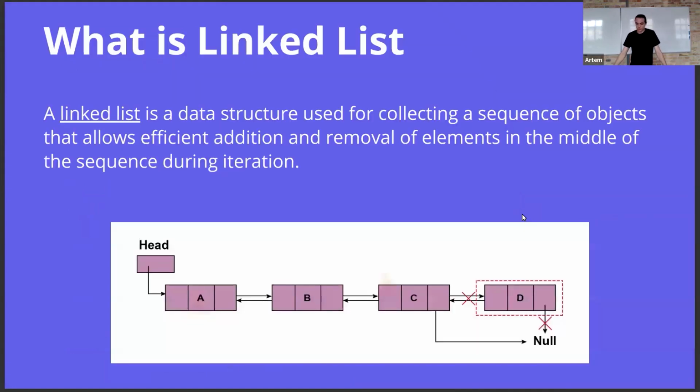So what is a linked list? It's a data structure used for collecting sequences of data that allows efficient adding and removal of elements in the middle of the sequence during iteration. So what does it mean? Let's imagine some data storage.